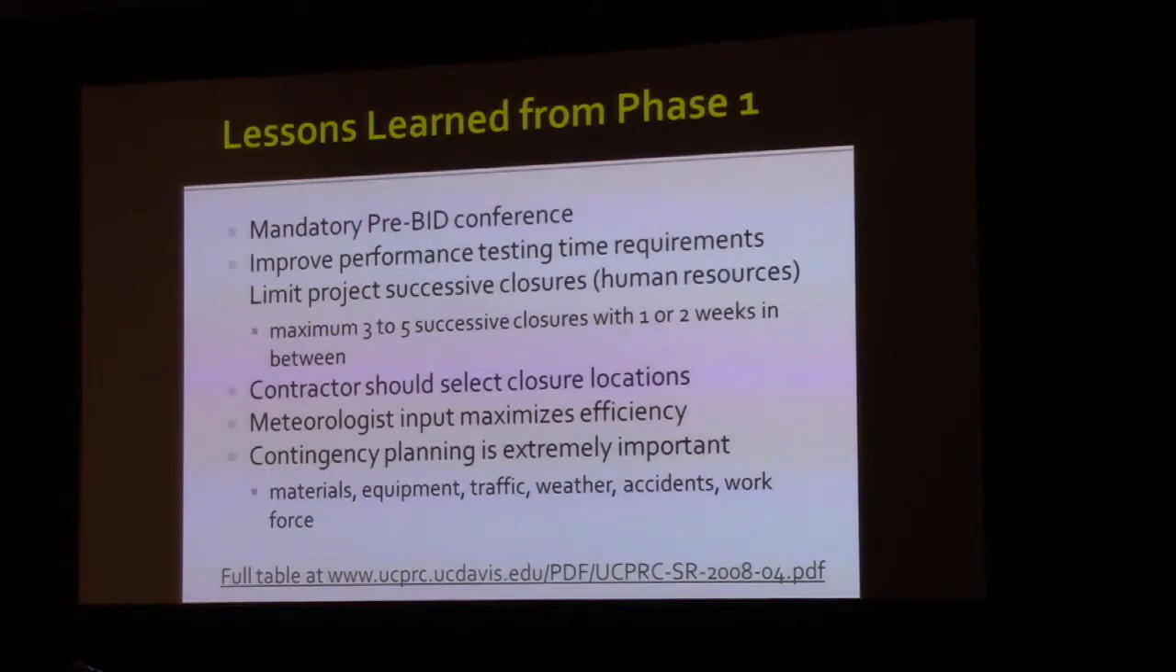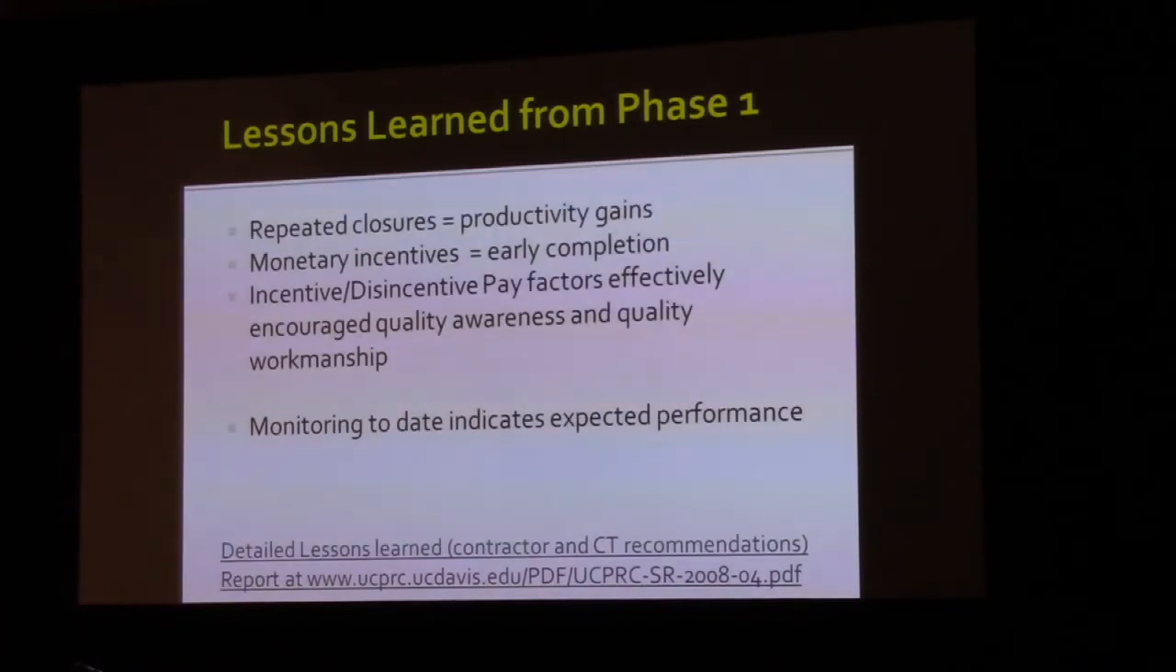And then contingency, which I mentioned already. We need to make sure that we are prepared and ready in case something doesn't go right, and something will not go right. Just be ready to react to it and have the flexibility. I will say this, there is a UCPRC document that really contains the summary of all of these lessons learned.